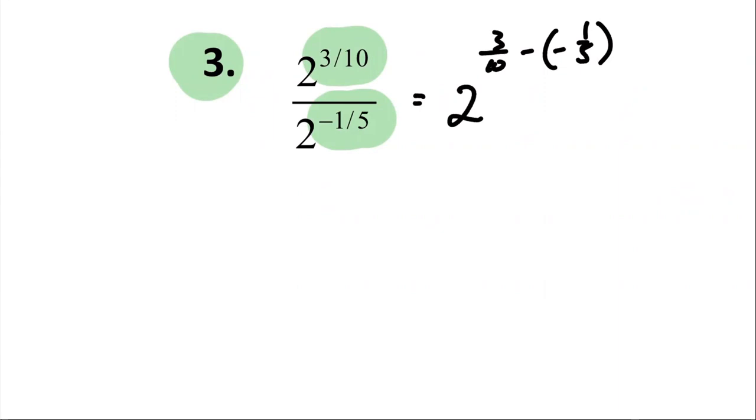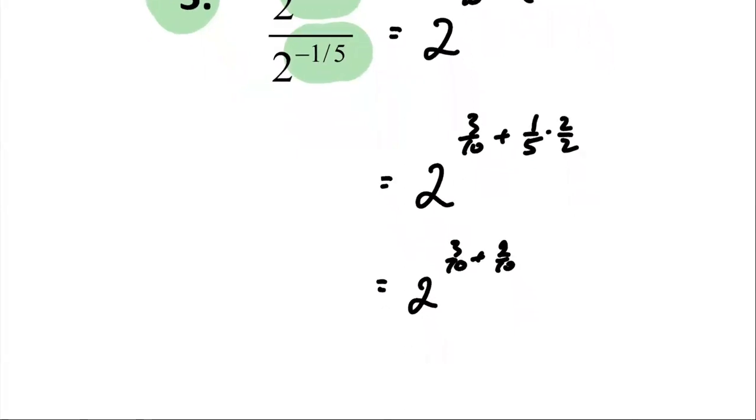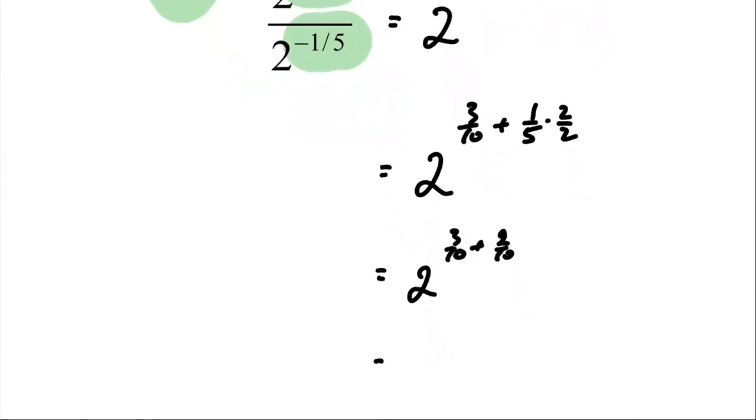And you will soon realize that it's a subtraction that turns into an addition because you are subtracting a negative exponent. So it becomes something like this. And what do we need? We need a common denominator. So that becomes 3/10 plus 2/10, which is going to be 2 to the 5/10, which becomes 1/2.